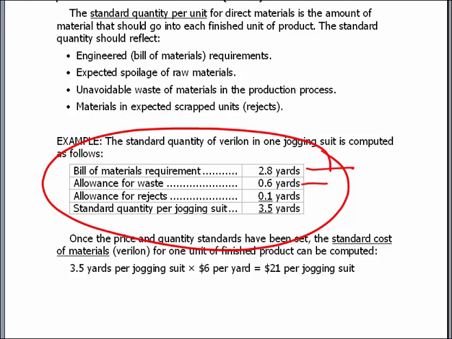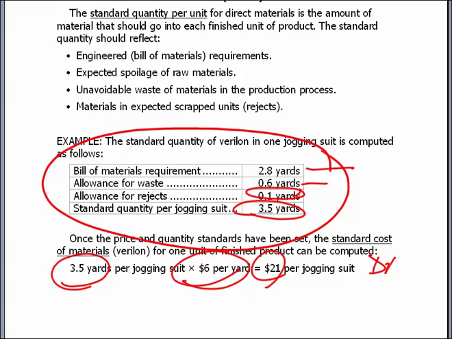Then you have 0.6 yards allowed for waste, because material's not like cookie dough. You can't just smash it back together and roll it out and make more cookies; once it's cut, it's gone. And 1/10 of a yard is put in there, which makes this a practical standard, because you're going to have snags in material or discolorations or pieces that you have to pull out because they don't meet standards. So if we know that we're going to use 3.5 yards and we just calculated $6 per yard, we now know that the direct materials for the price and the quantity should be $21 for a suit.